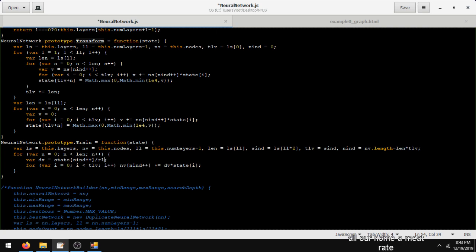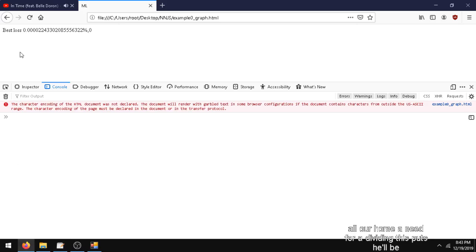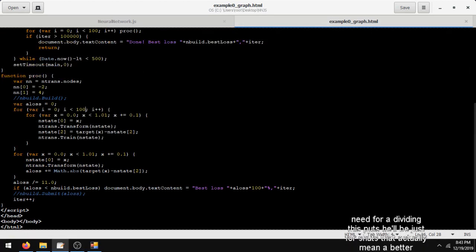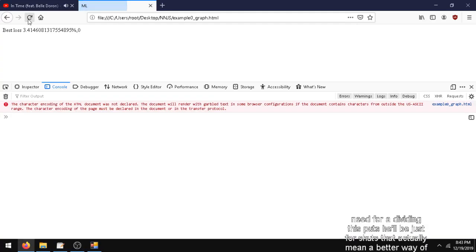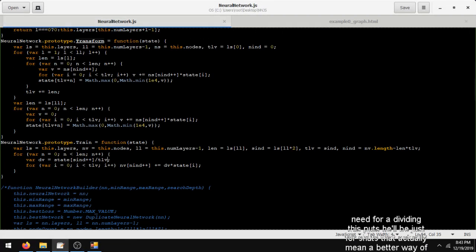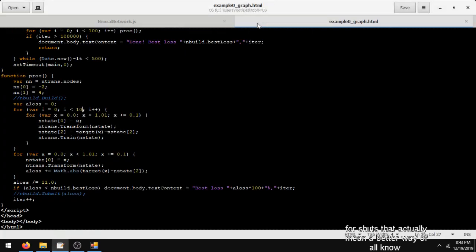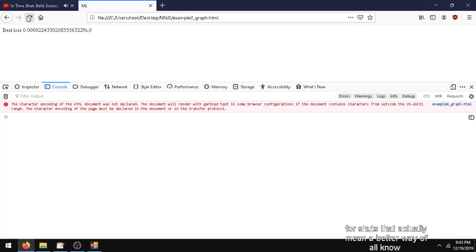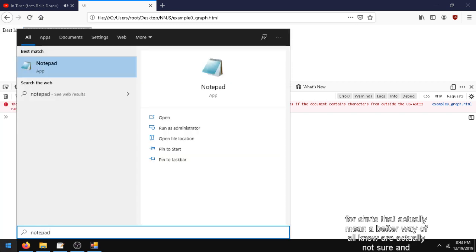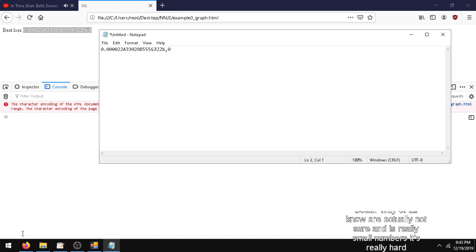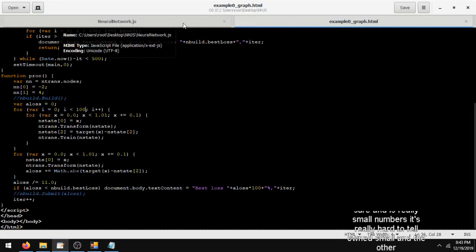Let me try dividing this by TLV, just for shits. That actually made it better. Wait. Oh, no. I'm actually not sure. With these really small numbers, it's really hard to tell if one's smaller than the other.